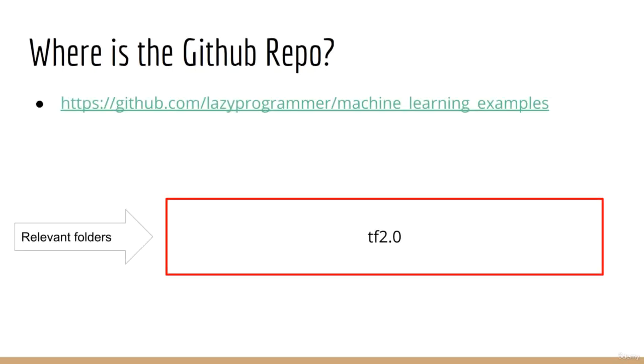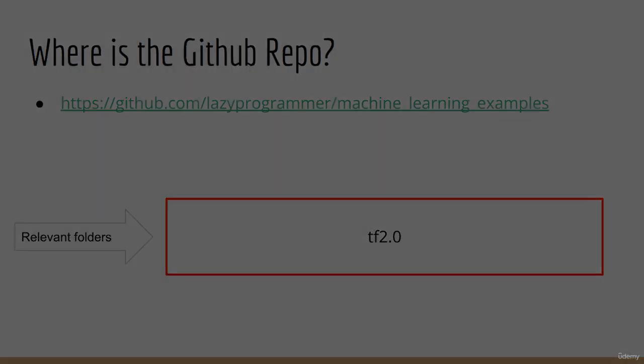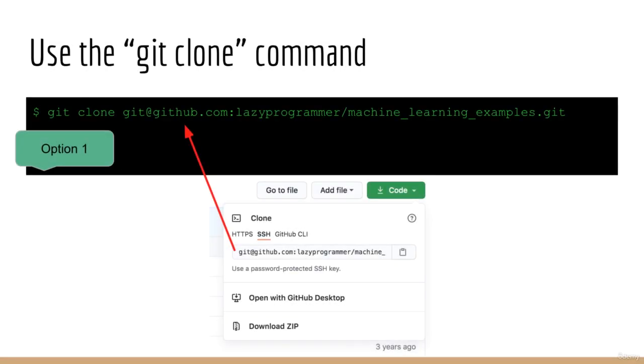Now, your next question might be, well, where is the GitHub repo? So my GitHub repo can be found at github.com/lazyprogrammer/machine_learning_examples. This is a repository for all my courses. The code for this particular course can be found in the folder highlighted on the screen. Now, if you've never used GitHub before, then there are several ways for you to download the course repository. There are also several ways you should not download the repository.